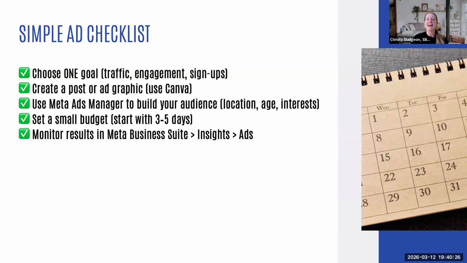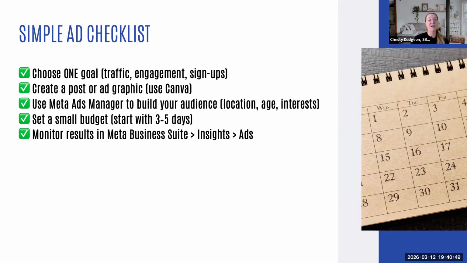And then we can use Meta Ads Manager to build our audience. So that's where we're narrowing it down for that location, our ages, our interests. And then we can set that small budget. We can start 3 to 5 days. You can run it for 1 day. You're picking generally a daily budget, so it's going to show you exactly what your daily budget would look like.